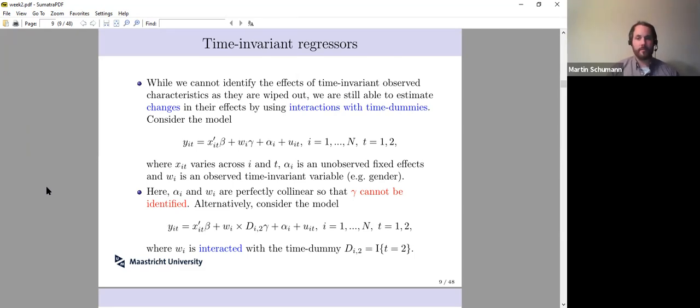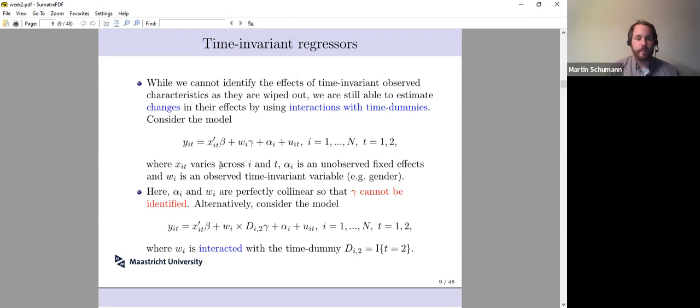So we make some stronger assumptions, or we use a little trick, namely that we interact these time invariant observed characteristics with time dummies. So this would be the original model. I assumed here for simplicity that we only have 2 time periods. And the w i here is a variable that is observed. That is the difference to alpha i. But similar to alpha i, it's also time invariant. And the x's are variables that vary across both i and t, so individuals and time.